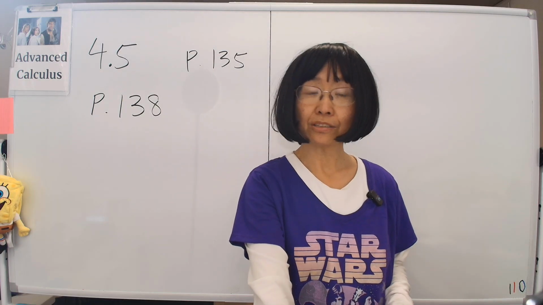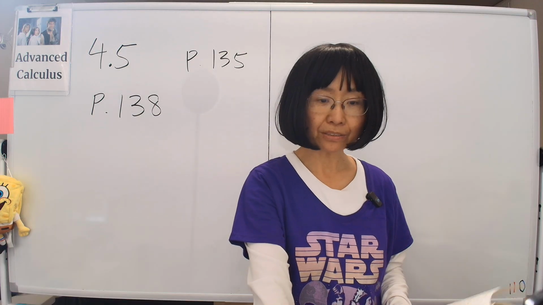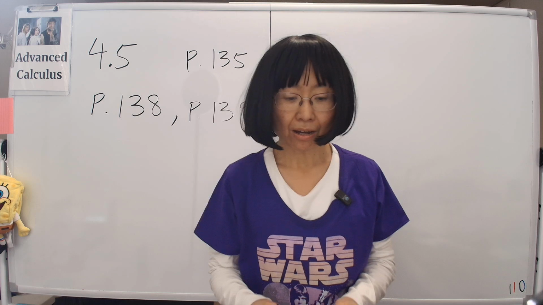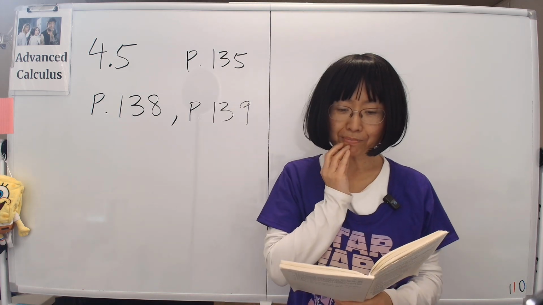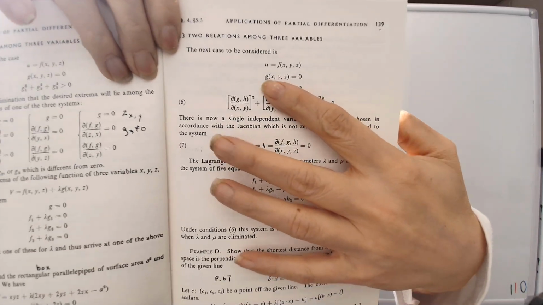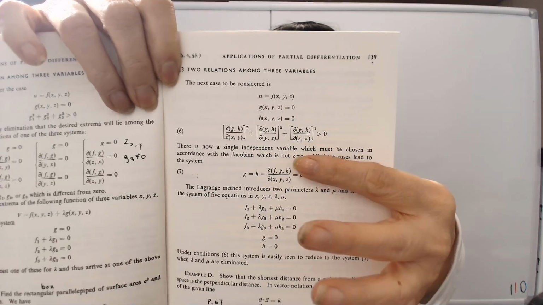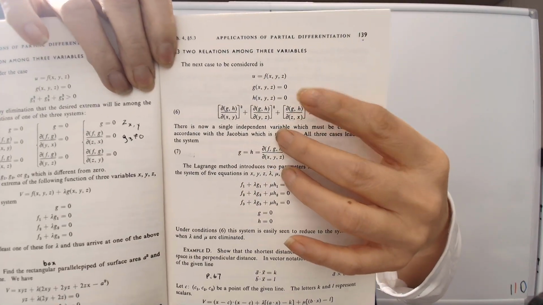So please be sure to do the example yourself, okay? And then we'll move on to the next page. Now on section 5.3, we have 3 variables. Now we have 2 constraints. There are 2 conditions to it. Now what? We know how to do this from the past too.